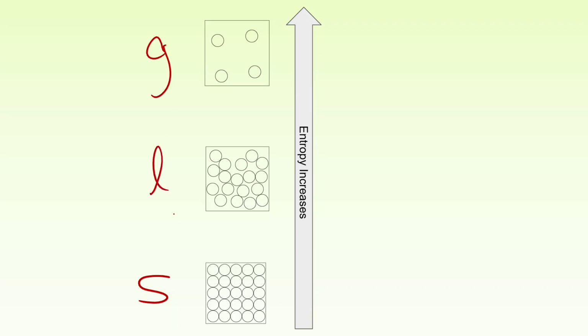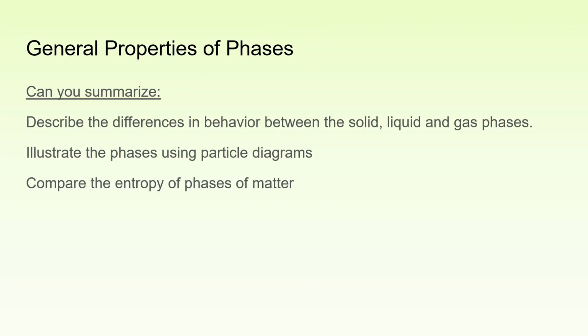All right, so can you summarize? Can you describe the difference in behavior between solid, liquid, and gas phases? Can you illustrate the phases using particle diagrams? And can you compare the entropy of the phases of matter?